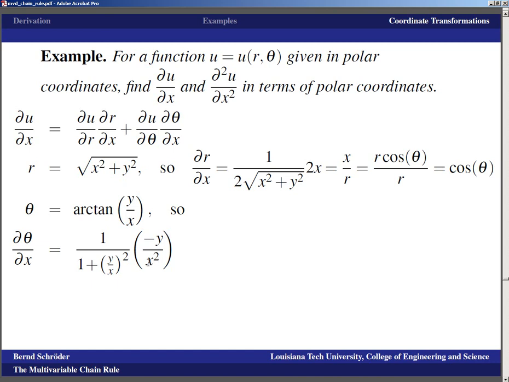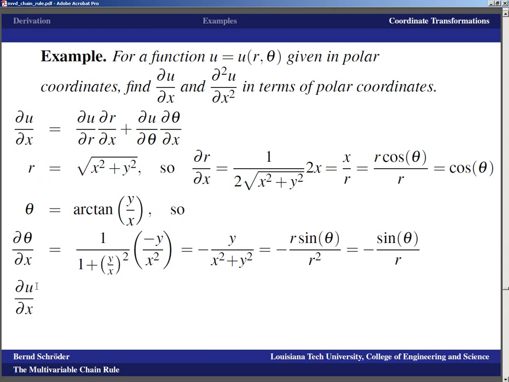Well, if you multiply the denominator by x squared, you get x squared plus y squared. The numerator remains negative y. So we get negative y over x squared plus y squared. x squared plus y squared is r squared. y is r sine theta. So you get negative r sine theta over r squared. And so this is negative sine theta over r.